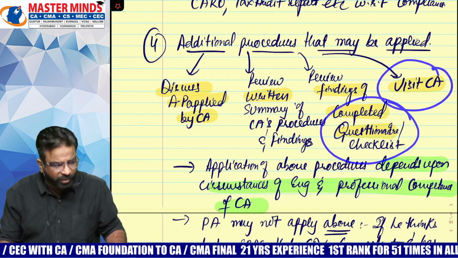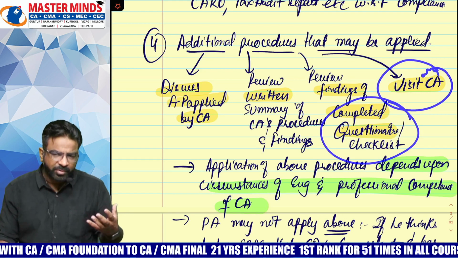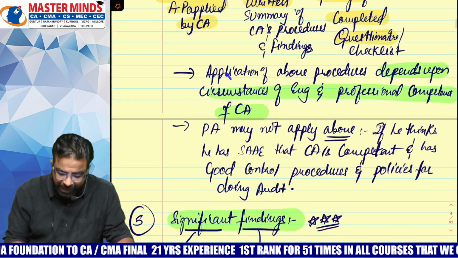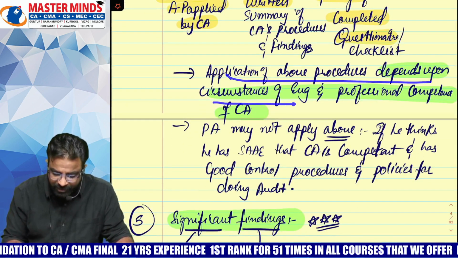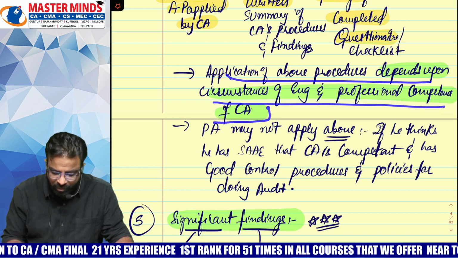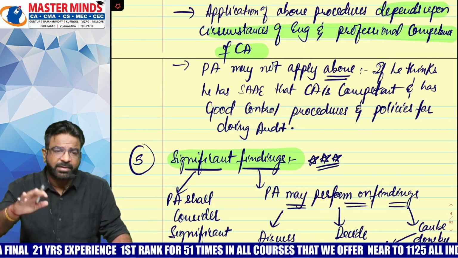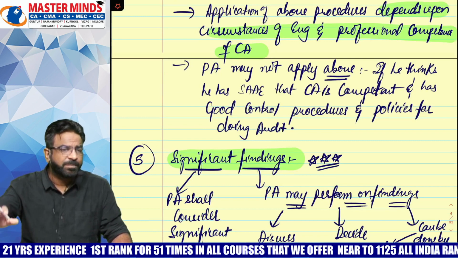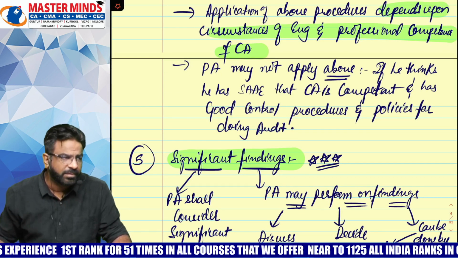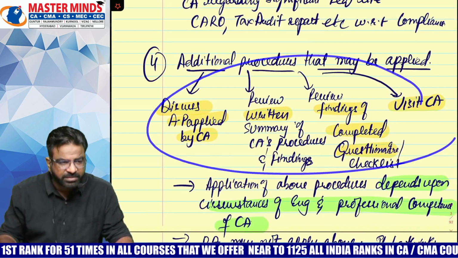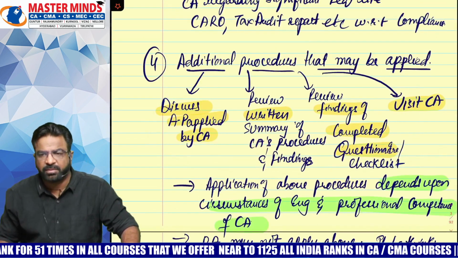And if you want, things are going little bit out of control, then better to do what? Visit the component auditor. Application of the above procedure depends upon the circumstances of engagement and professional competence of the component auditor. But if you very well know that she is a 25 years old experienced chartered accountant, now please tell me now, is there any requirement of any of the above things? Required or not required? Not required.